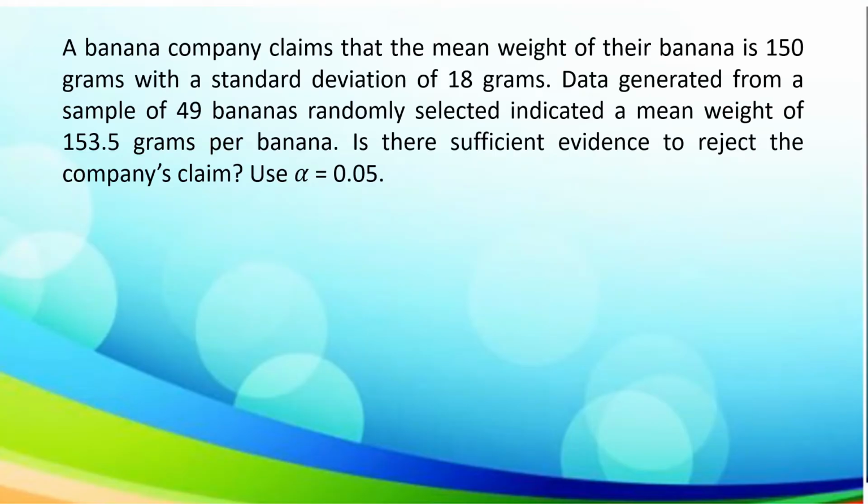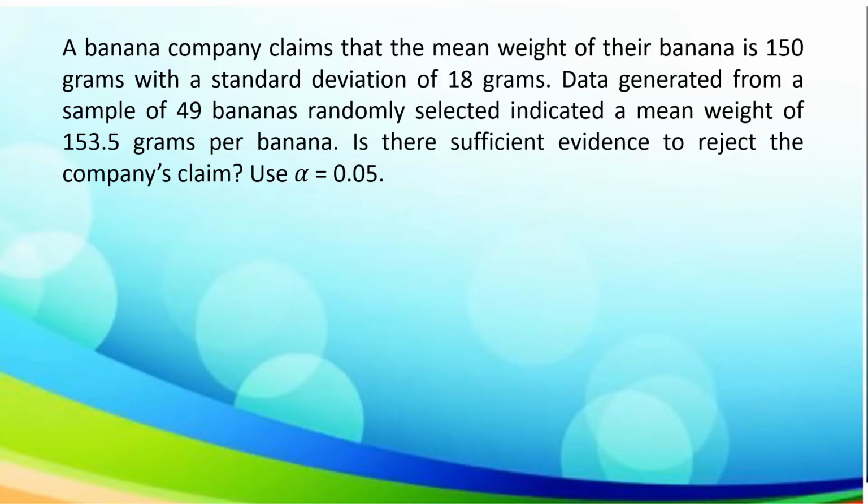Now, let's take this situation and analyze the problem so that later on we're going to answer what is being asked. Banana company claims that the mean weight of their banana is 150 grams with a standard deviation of 18 grams. Data generated from a sample of 49 bananas randomly selected indicated a mean weight of 153.5 grams per banana. Is there sufficient evidence to reject the company's claim? Use the level of significance alpha, which is 0.05.